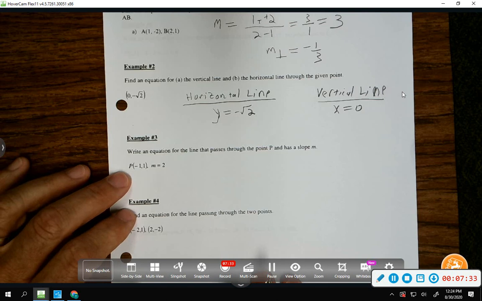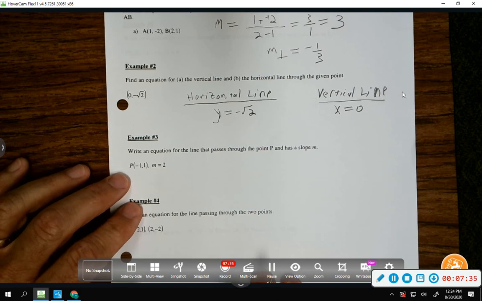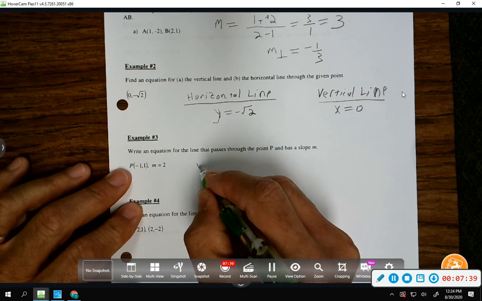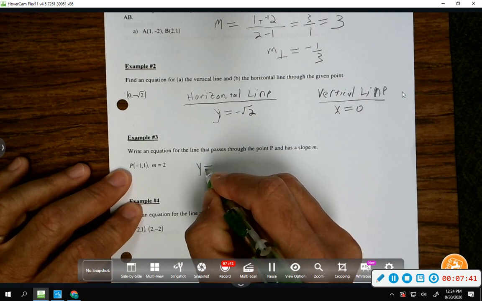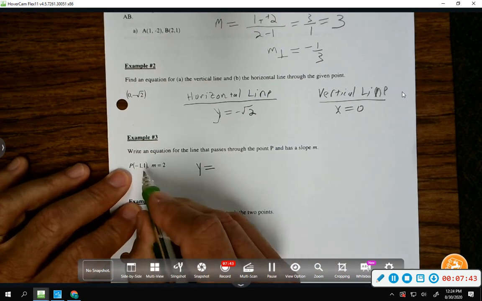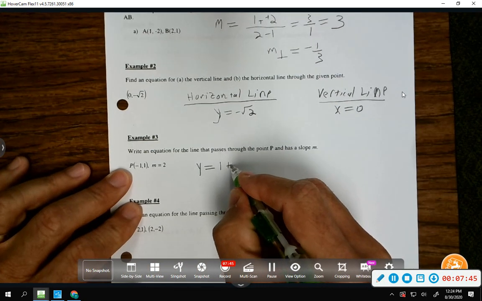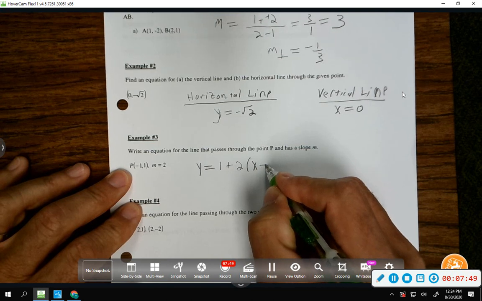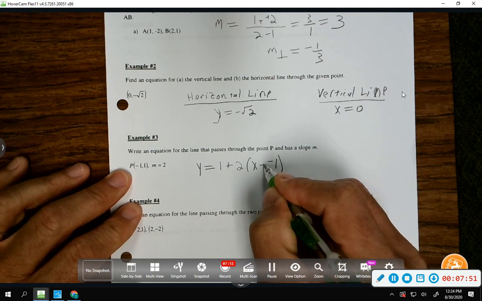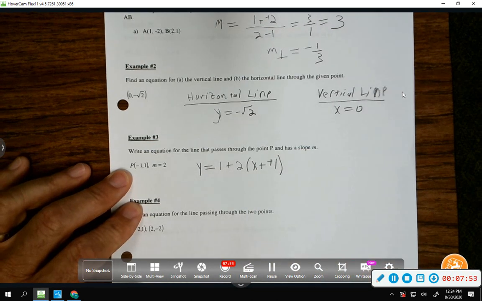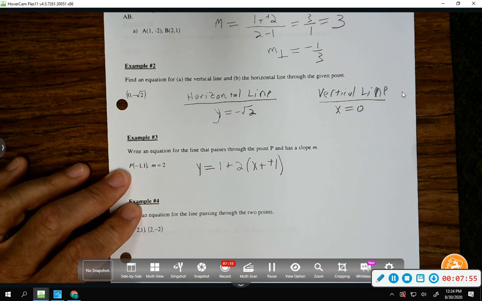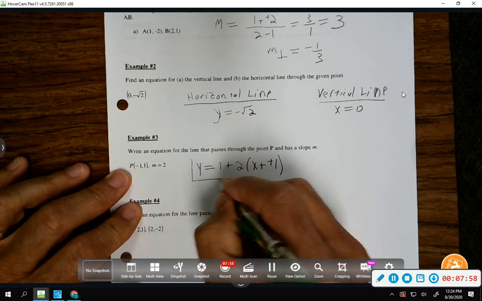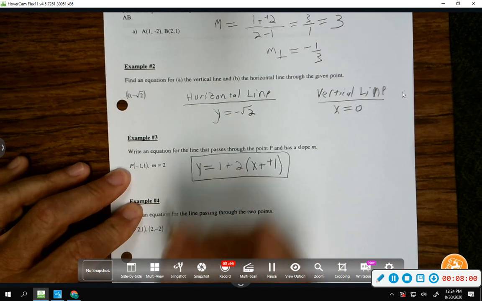Write an equation of the line that passes through the point P and has a slope m. So to write the equation of this line, y equals the y coordinate plus the slope times x minus the x coordinate. And then that becomes plus a positive. That is good enough. If it's on the AP test free response, we would leave it.